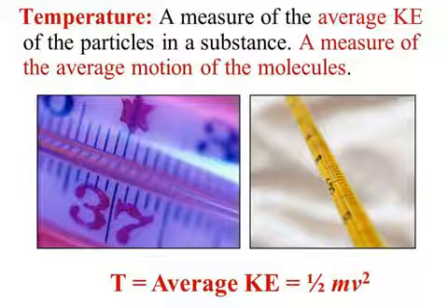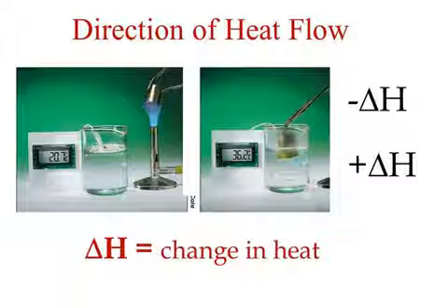Temperature is a measure of the average kinetic energy of the particles. It's a measure of the average motion of those particles. Taking a piece of metal, putting it into the burner flame, increasing the heat energy, and then dropping it into water will show you that heat flows only from high to low.